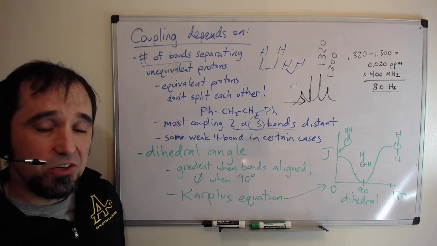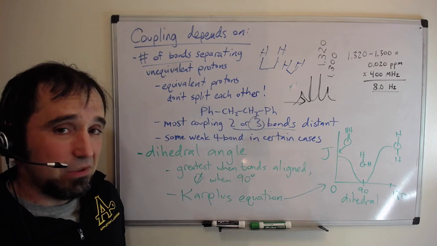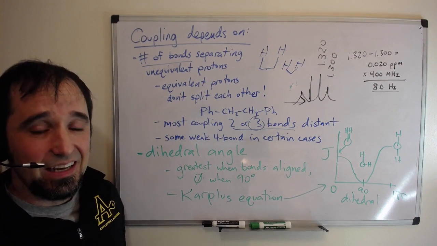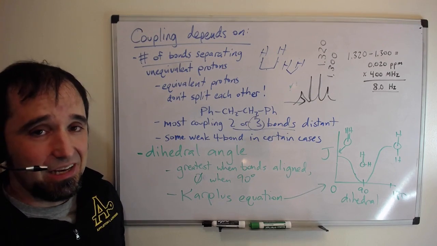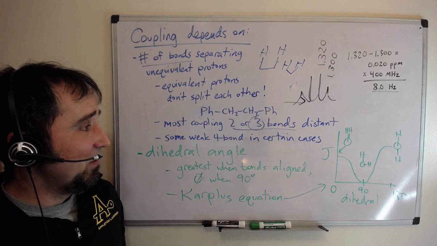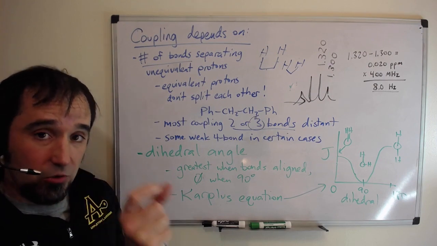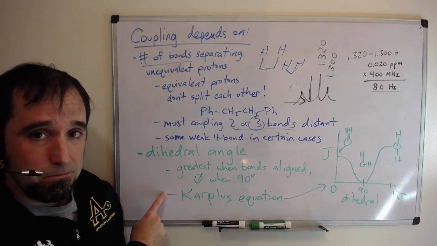That's the Karplus equation. Martin Karplus won the Nobel Prize for something completely different. This is one of the most important things in chemistry, and Karplus won the Nobel Prize for something that has nothing to do with this. I'm amazed by that. Anyways, these are the two things that dictate whether coupling is big or small: how close two atoms are together and what the dihedral angle between them is.